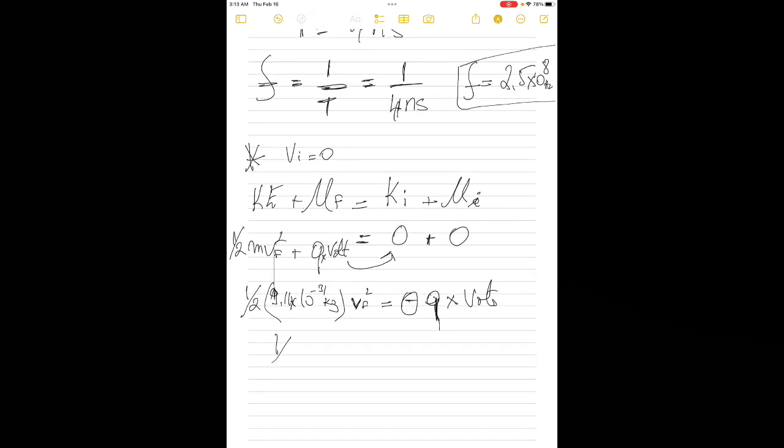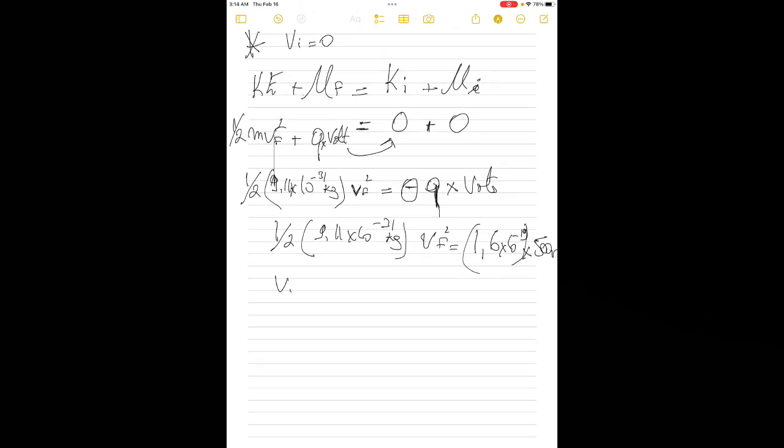1/2 multiplied by 9.11 times 10 minus 31 kilogram multiplied by the final speed squared, equal to the charge, that's 1.6 times 10 minus 19, multiplied by 500 volts. So the velocity at the end is going to be equal to 1.3 times 10^7 meters per second.